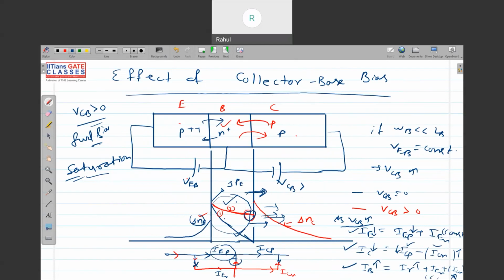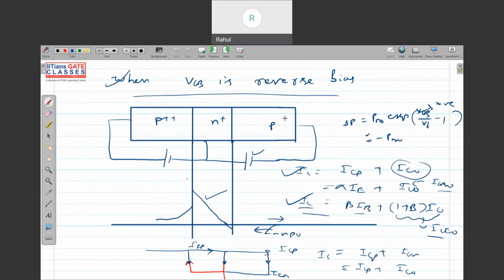Also, since electrons are injected in the same direction as the holes, the total current is ICP minus ICN. ICN is the current due to the injection of electrons from base to collector, and ICP is the current due to the diffusion, the concentration gradient. So when we apply forward bias, it destroys the transistor action because the current is decreasing. In reverse bias, the transistor action takes place properly.